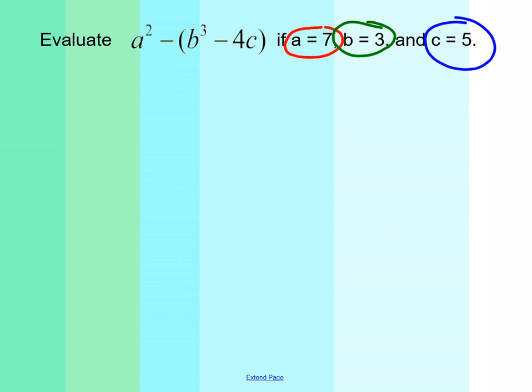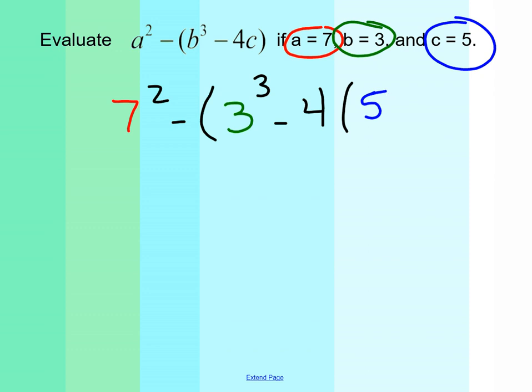So in this case, I have A squared, which can be replaced with a 7. So I have 7 squared minus B to the third. So in this case, B is a 3 to the third power minus 4 times C, which is 5 in this case. And then I just need to use order of operations to finish this thing off.